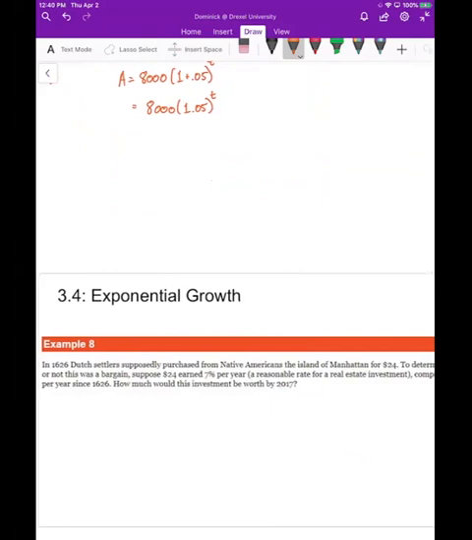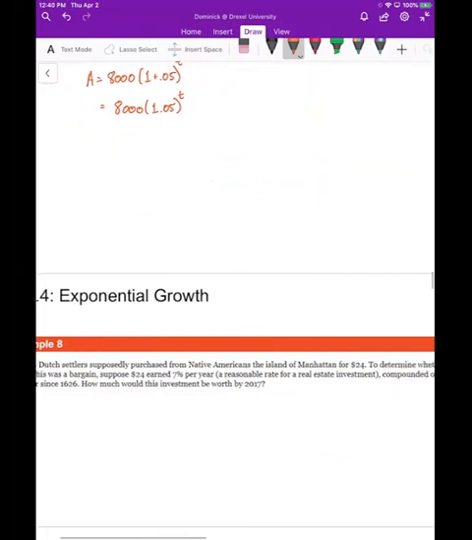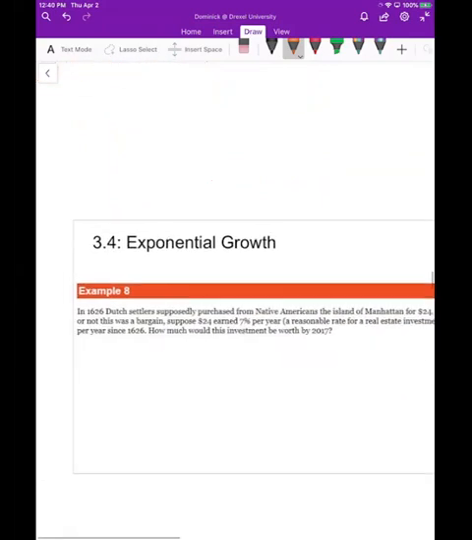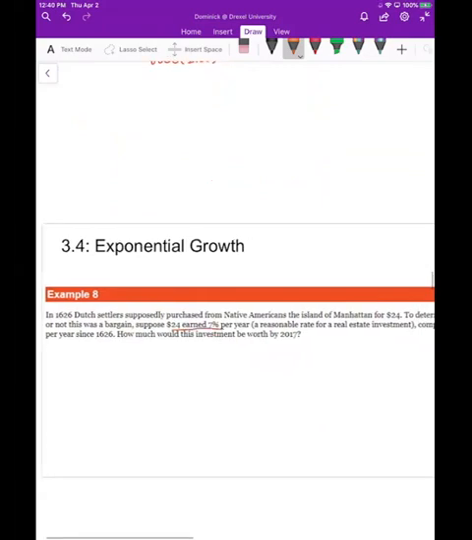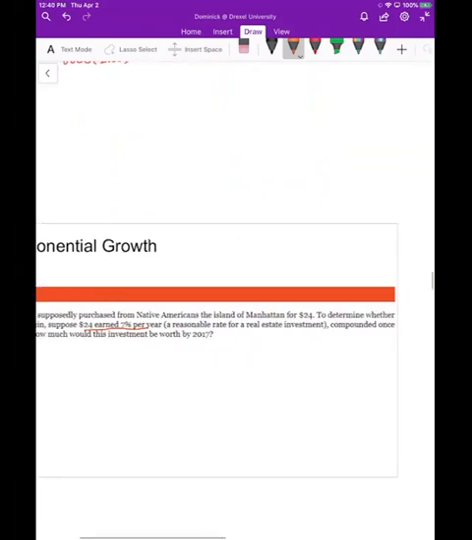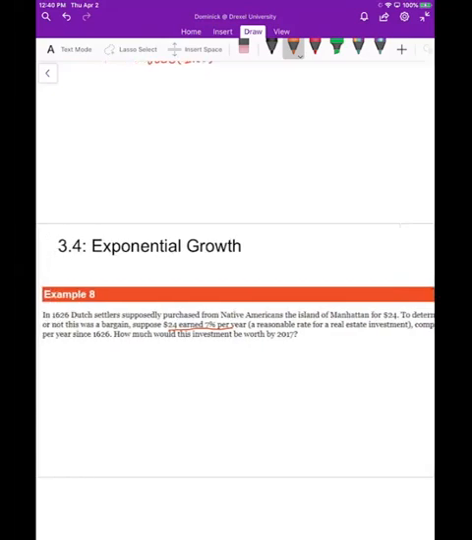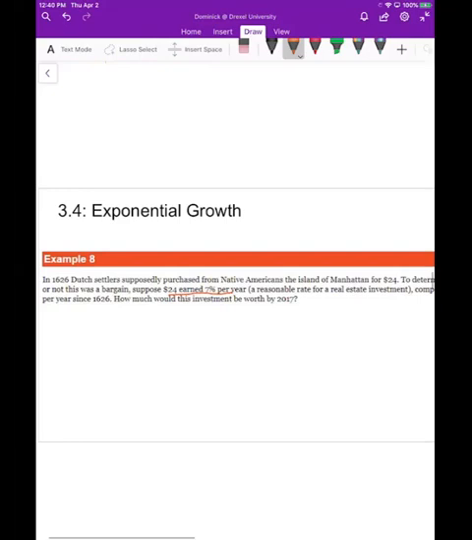Okay, now here's an interesting problem. In 1626, Dutch settlers supposedly purchased the island of Manhattan for $24 from the Native Americans. To determine whether or not this was a bargain, we're going to suppose that the interest on this $24 was 7% per year, and we're going to assume that this is compounded once per year since 1626. We want to know how much this investment would be worth in 2017.